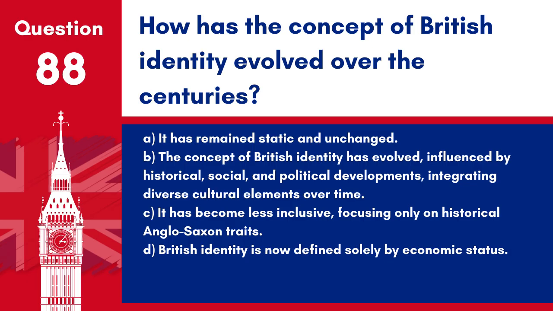Question 88. How has the concept of British identity evolved over the centuries? A. It has remained static and unchanged. B. The concept of British identity has evolved, influenced by historical, social, and political developments, integrating diverse cultural elements over time. C. It has become less inclusive, focusing only on historical Anglo-Saxon traits. D. British identity is now defined solely by economic status.